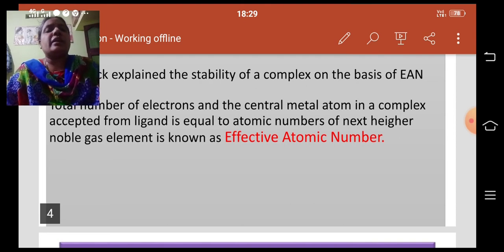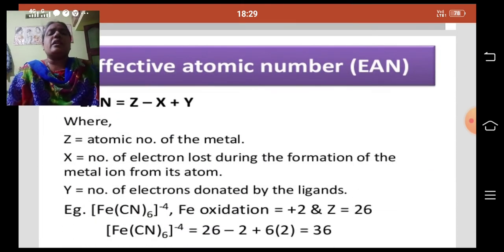So this is the theory for complexes. Sidgwick concentrated on two factors or two things. One is the nature of the bond between the metal or metal ion and the ligand, and the second is the stability of the complexes.